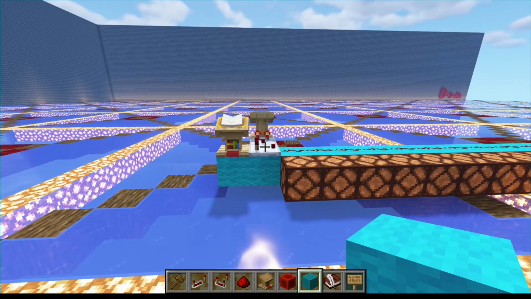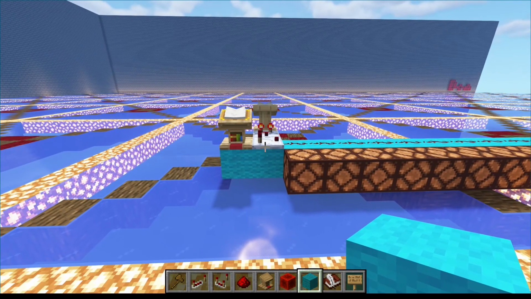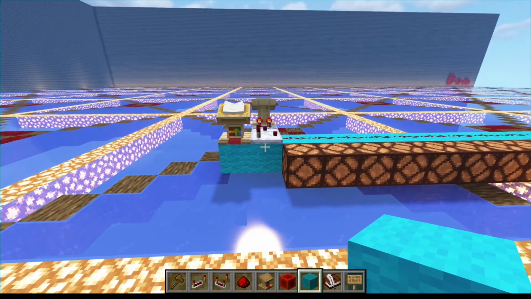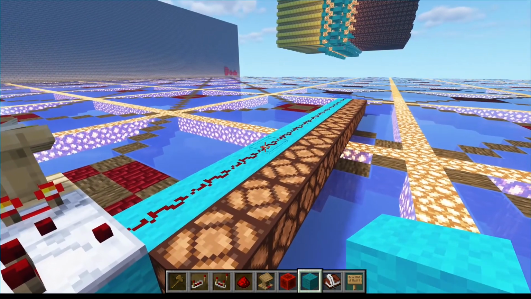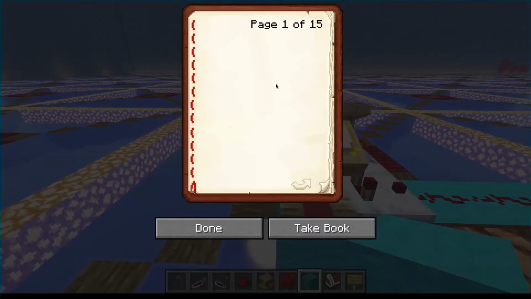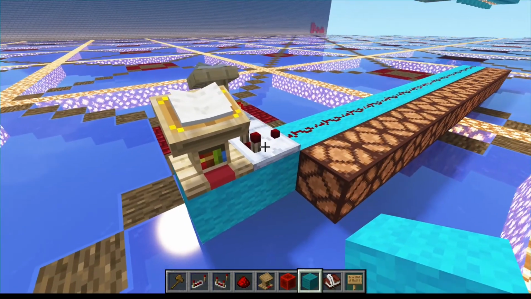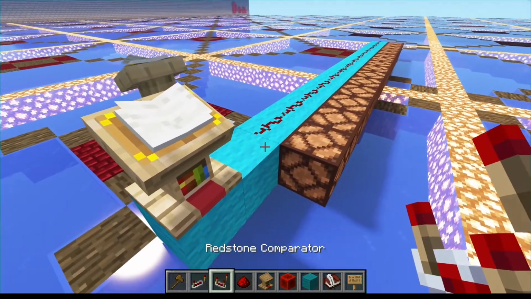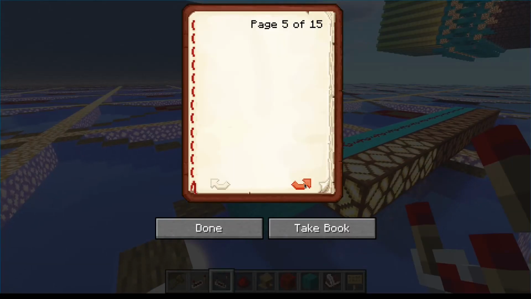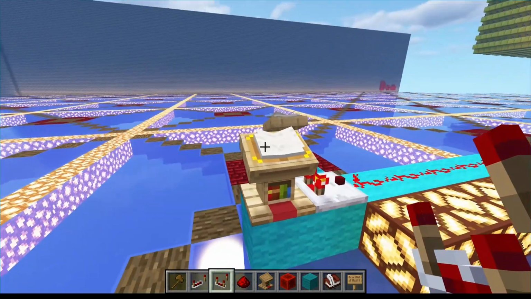Hello, today we will be talking about signal strength addition, otherwise known as hexadecimal addition or hex addition within Minecraft. The first thing you need to know is how we're inputting hexadecimal. It's very simple. We have a lectern here and a book with 15 pages. For 0, we break the comparator, and for the rest, we set the signal strength to the page we want.